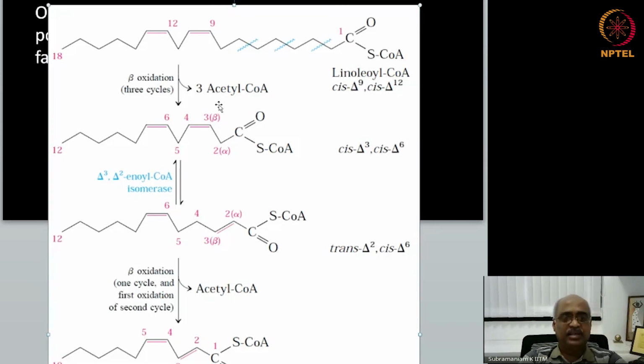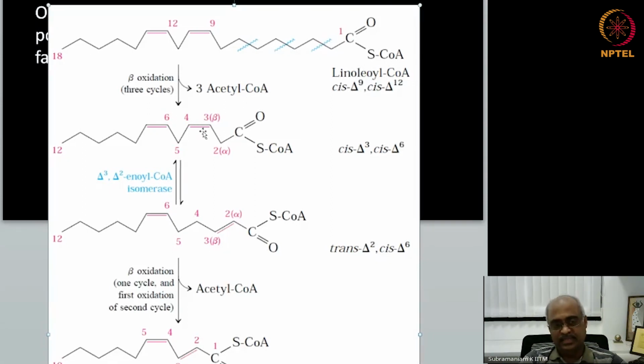So here what actually happens is, first beta oxidation goes on as far as it can go, then you end up producing a situation like this. After this cleavage, the 9th position actually becomes the 3rd carbon, and you have a double bond between the 3rd and 4th. Normally for beta oxidation, you need the double bond between the 2nd and 3rd. So here it is in the wrong place, and in addition, the wrong orientation.